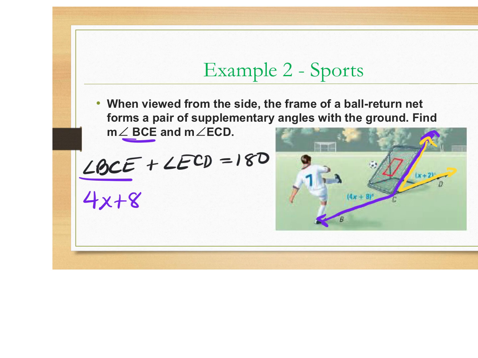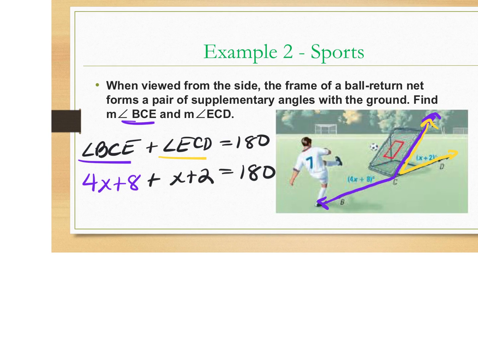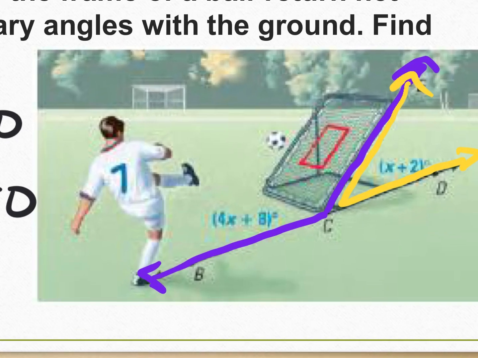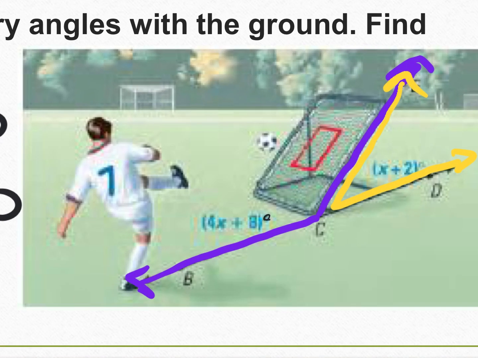ECD, I don't know if this is going to show up, I'll just write it in black. ECD was x plus 2. And then we set it equal to 180. So we're using our algebra skills. The picture here looks like an exponent, but it's a degree symbol. It's just a little circle.